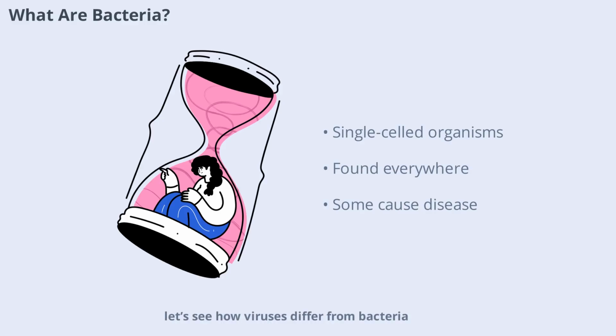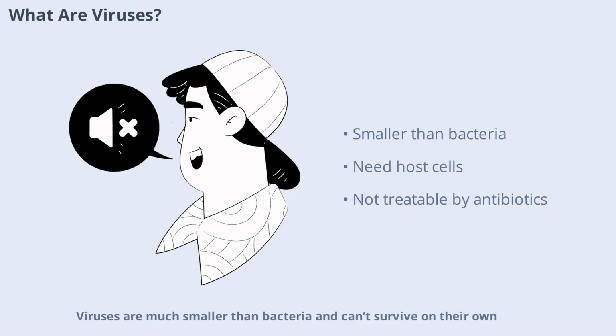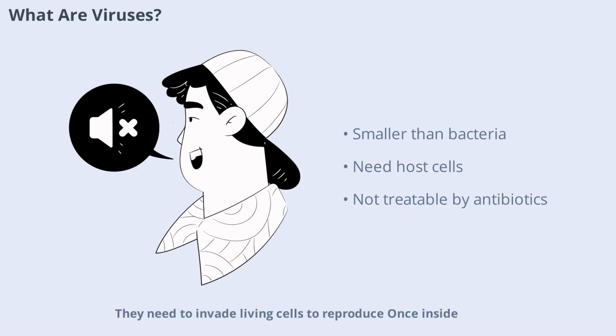Now, let's see how viruses differ from bacteria. Viruses are much smaller than bacteria and can't survive on their own. They need to invade living cells to reproduce. Once inside, viruses hijack the cell's machinery to make more copies of themselves, often destroying the host cell in the process. Viral infections include the common cold, flu, COVID-19, and chickenpox. Unlike bacteria, viruses don't respond to antibiotics. Instead, treatment focuses on relieving symptoms or using antiviral medications for certain infections.